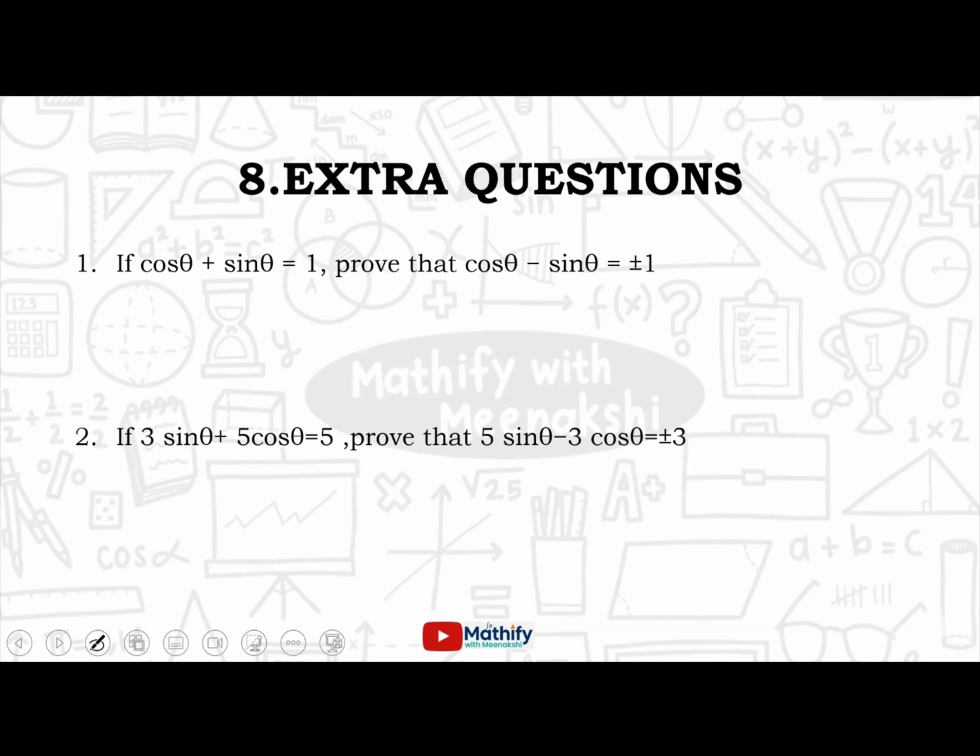Again, square both the sides. That is 9 sin square theta plus 25 cos square theta plus 3 into 5 is 15, 15 into 2 is 30, 30 sin theta cos theta. In the earlier case, when we had only 1, there was no problem, but when we have numbers, it can be anything. So the first thing is taking the square on both the sides.